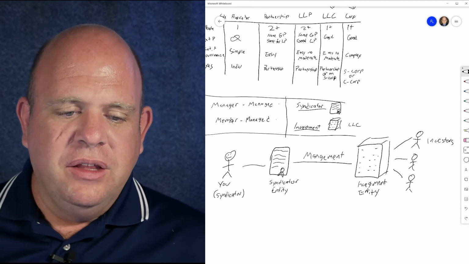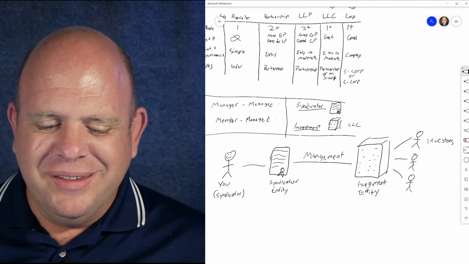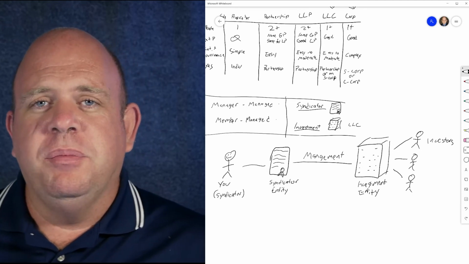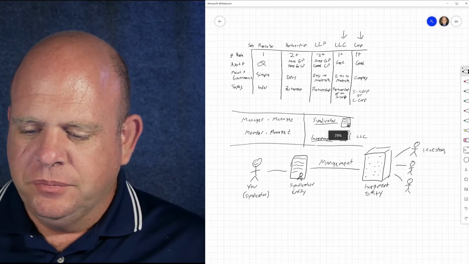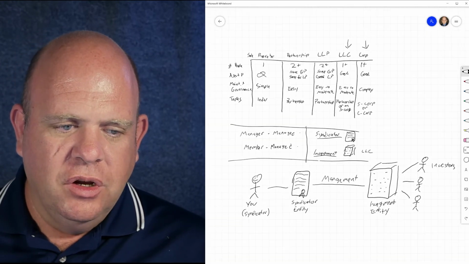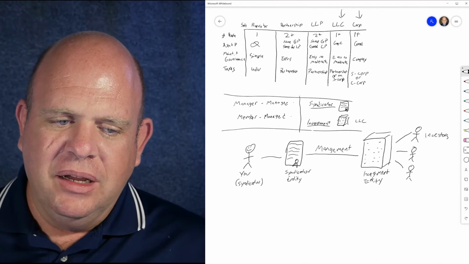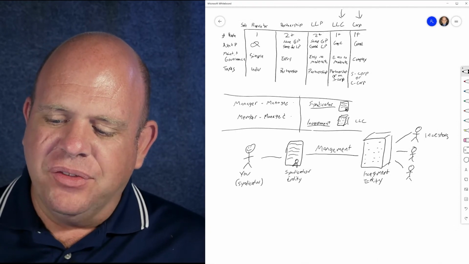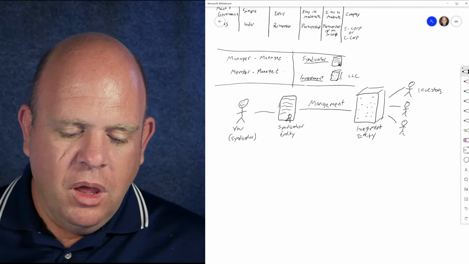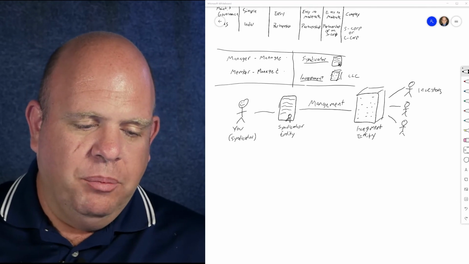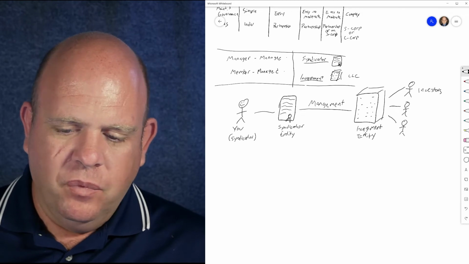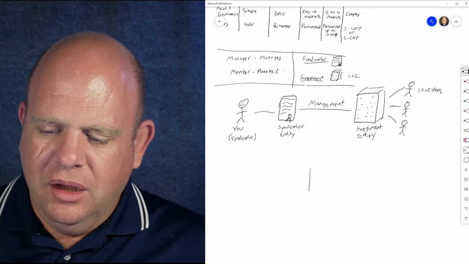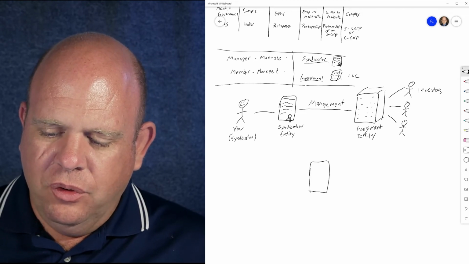So this is the most common structure. This is probably what you're going to be doing 95% of the time, is a manager-managed investment entity with the syndicator entity as the manager. I will give you a little background on why we don't do it this way. So let's say there is a great property.